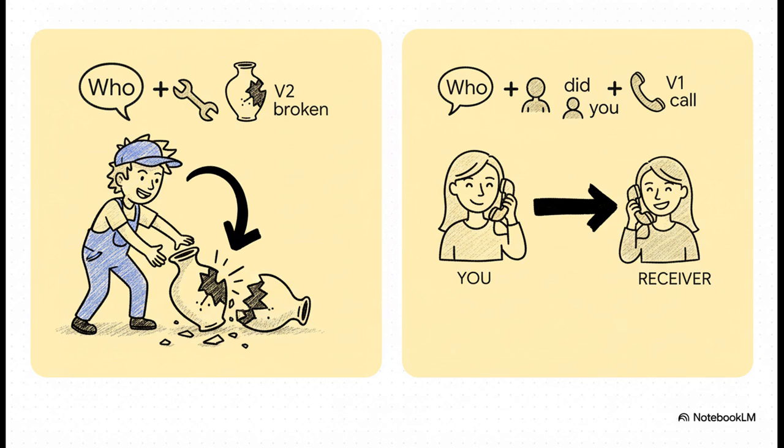But on the right, who did you call? Who is the object. It's the person receiving the action from you. And in that case, our normal rules kick back in and we bring back our magic key, did.